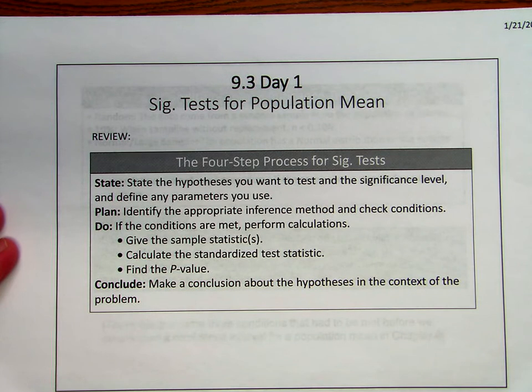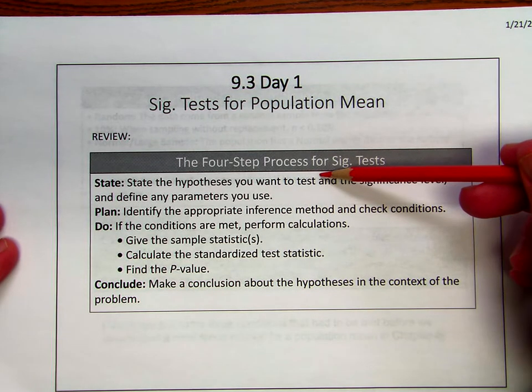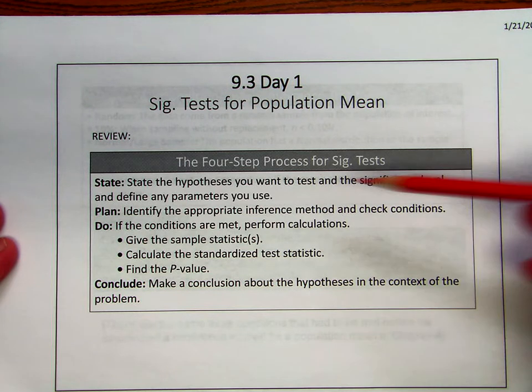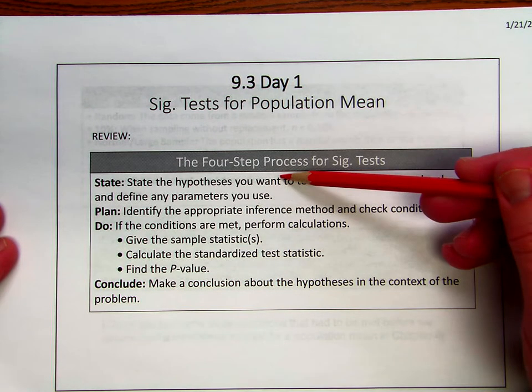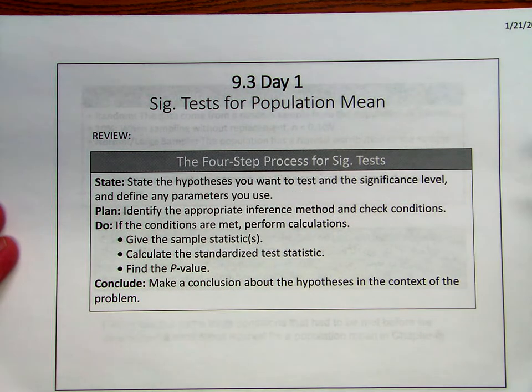So the first thing you want to do is state: what are you going to test? What's your H0? What's your HA? What's your significance level? Sometimes they tell you what level to use. If they don't tell you, you're typically going to choose 0.05. And whatever variable you're using in your H0 and your HA, you have to make sure you explicitly define it.